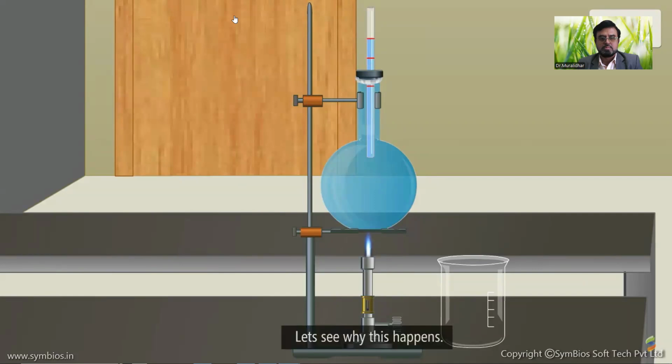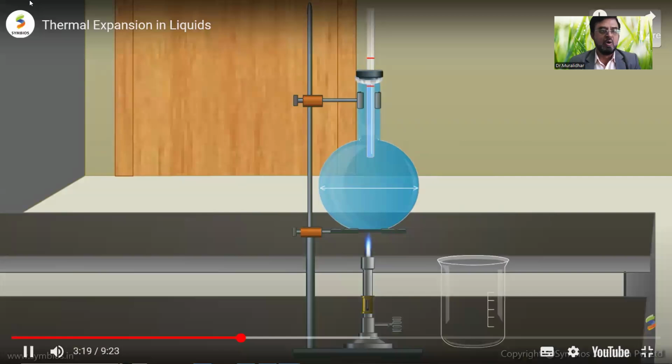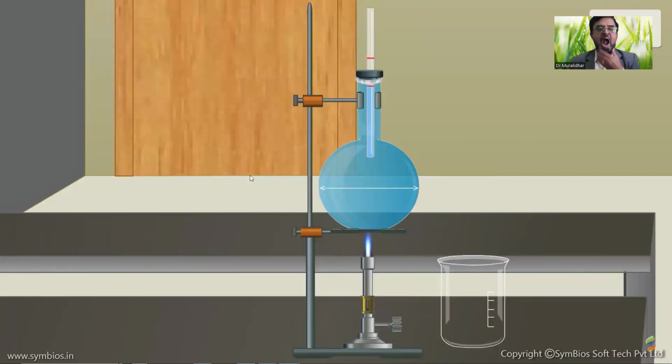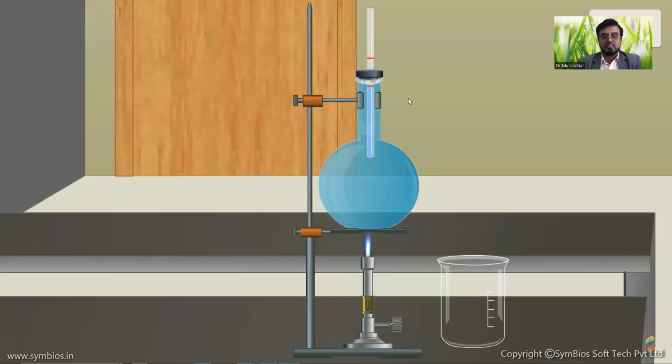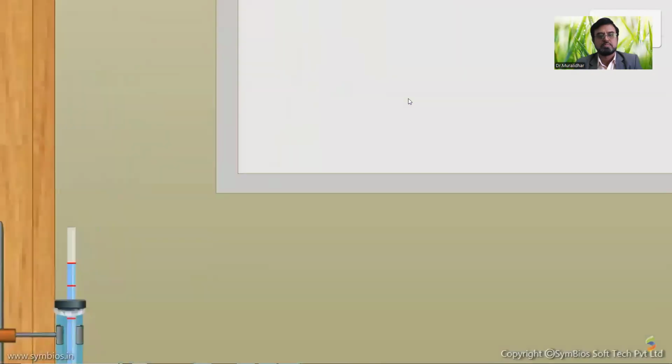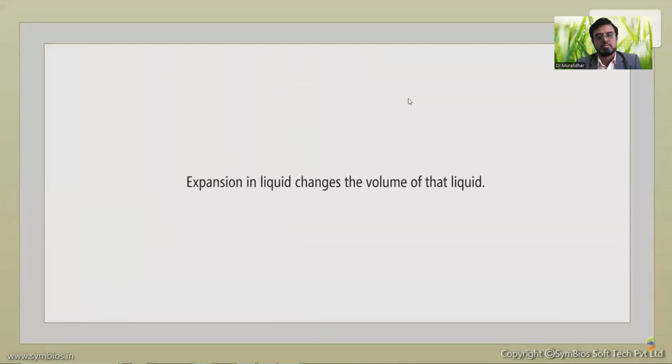Let's see why this happens. On heating, the heat energy first reaches the solid flask and expands the flask. This increases the width of the flask, and this makes the water level drop down. But soon the heat energy raises the water temperature also, and water starts expanding. The water level rises and we can see the increase in volume of water. Thus, we have learnt that expansion in a liquid changes the volume of that liquid. Only volume.